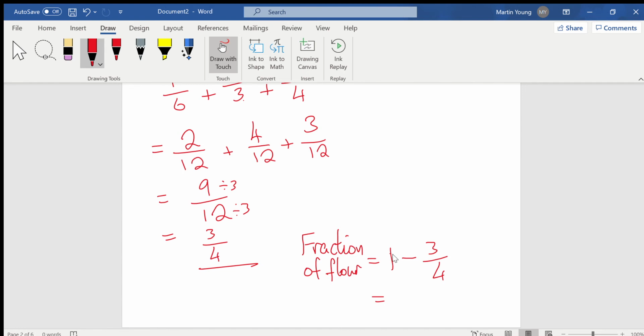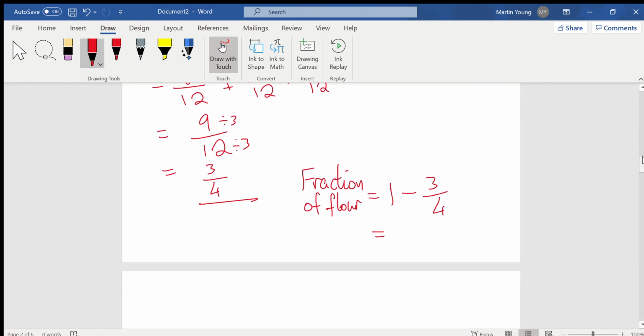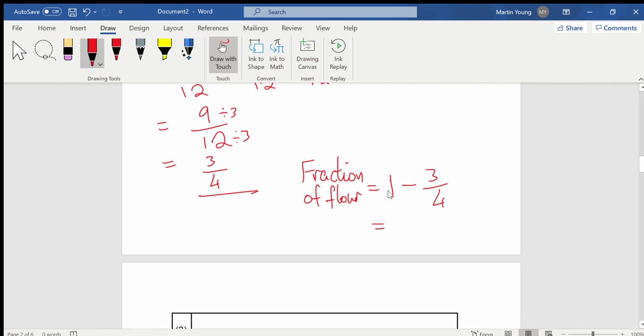Now hopefully it's quite easy to sometimes spot this. If I've got 3/4, I've obviously got a quarter left. But in terms of taking it away from 1, what we can think about is, what is 1 as a fraction in terms of quarters? How many quarters are there in one whole? Well, there's 4. So now I've got matching denominators. 4 take away 3 is just a quarter.